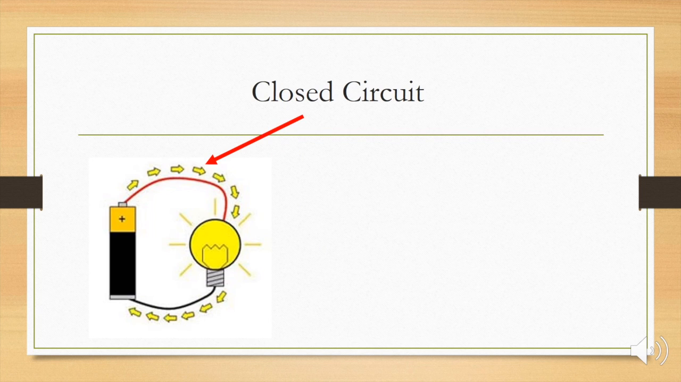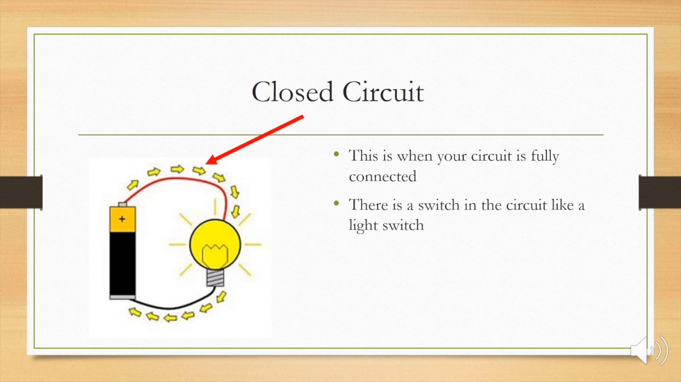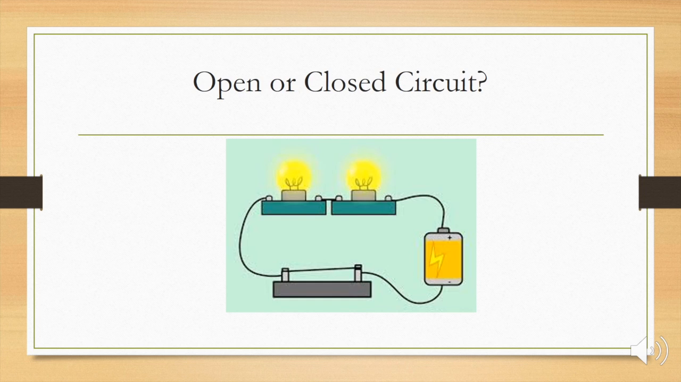On the other hand, a closed circuit is when your circuit is fully connected, as shown in the picture on the left. And also there's a switch in the circuit, like a light switch. When the switch is on, the circuit is closed, causing electricity to flow through. As you can see in the left picture, the tiny yellow arrows are showing us the direction of electrons flowing through the circuit.